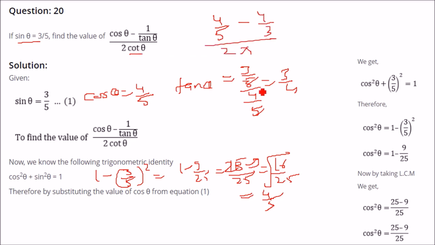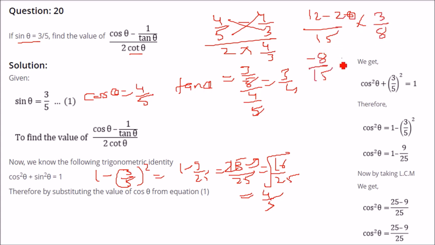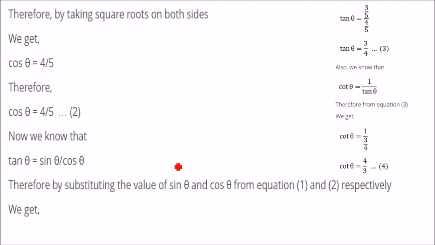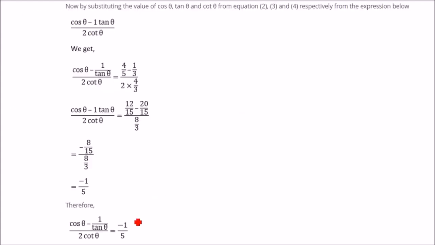And 2 into cot theta. Cot theta is again inversion. It's 4 by 3. So you get 12 minus 20 by 15. And here you get 8 by 3. So let us take 3 by 8. What do you get here? Minus 8 by 15 into 3 by 8. So 8 cancel. 3 5 is 15. So minus 1 by 5 will be the answer. So what do you get? Minus 1 by 5.